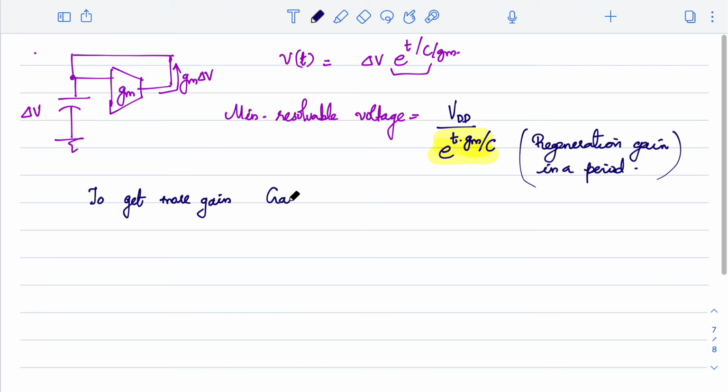Your gain here is e to the power of t by tau. So how can I get more gain here? Are you guys with me? Yes, to get more gain, either I should work for a longer time, or I should reduce this time constant factor tau, right?